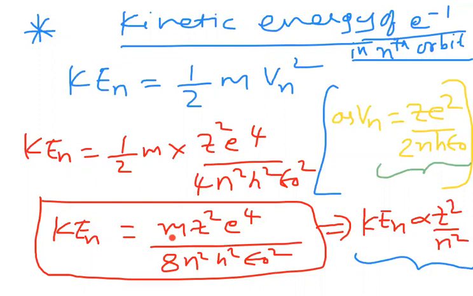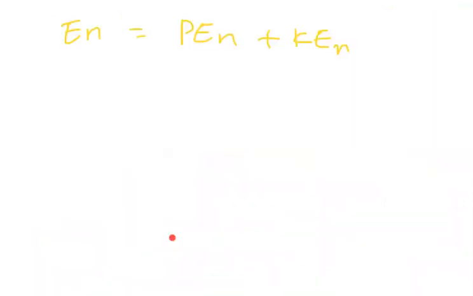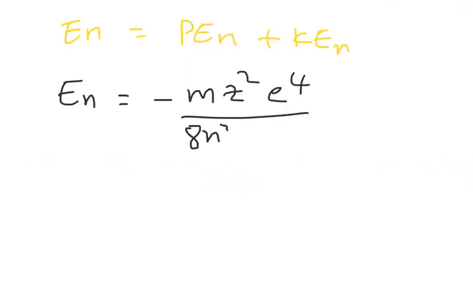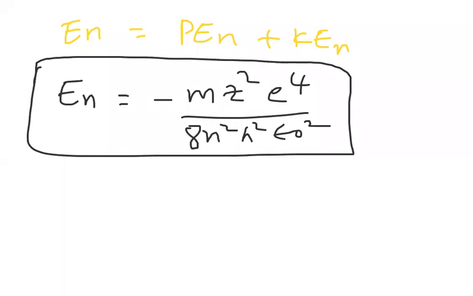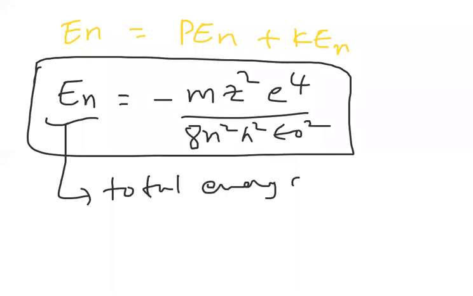If we add these two expressions, what are we going to get? Please check it out carefully. So finally, if I substitute those two values directly, I am writing the step: minus m z square e power 4 by 8 n square h square epsilon naught square. By substituting the potential energy and kinetic energy, this is the total energy of the electron in the nth orbit.